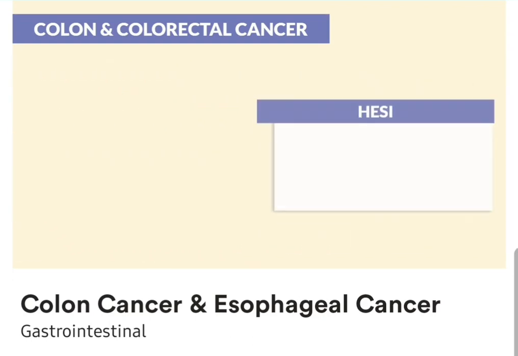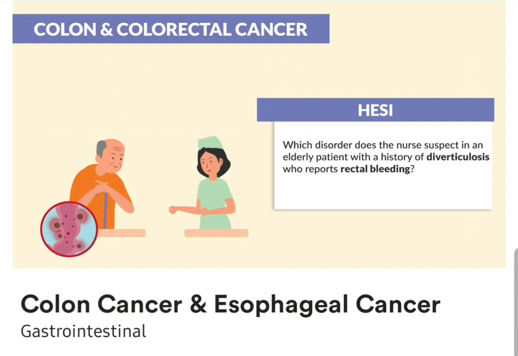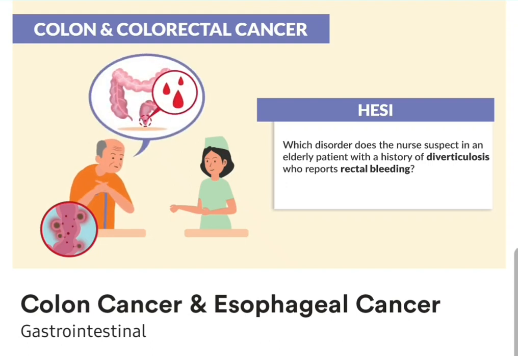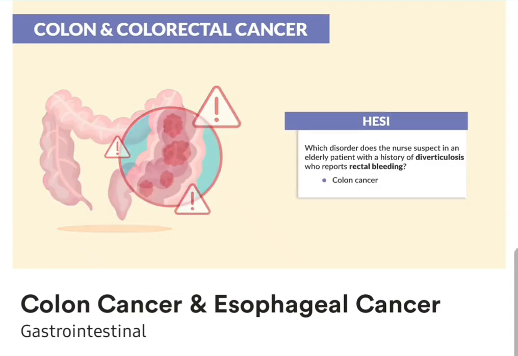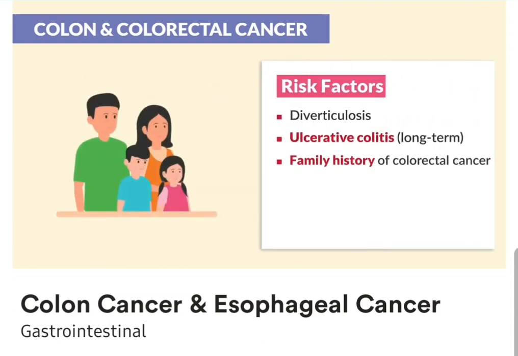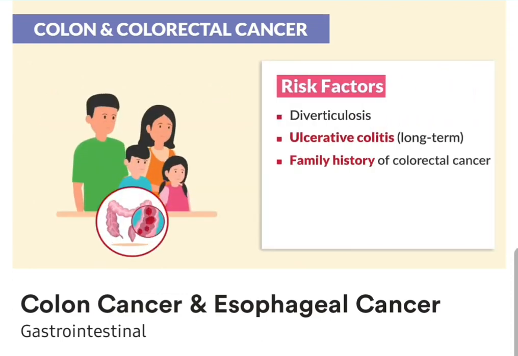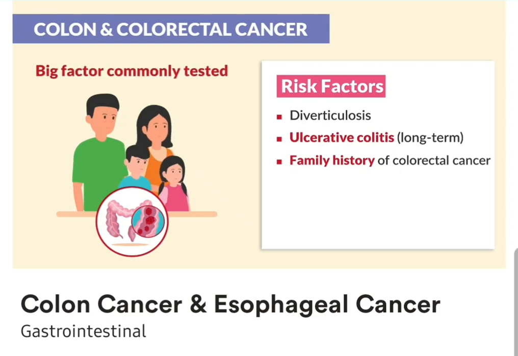So the HESI mentions, which disorder does the nurse suspect in an elderly patient with a history of diverticulosis who reports rectal bleeding? The correct option, colon cancer. Now another risk factor is family history of colorectal cancer. So family is a big factor that's commonly tested, specifically for colorectal cancer here.